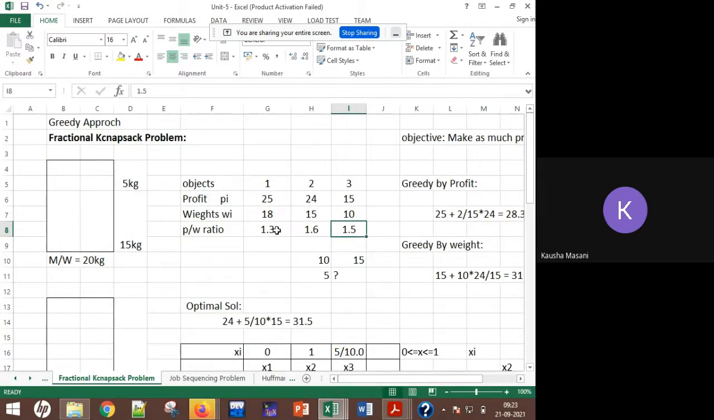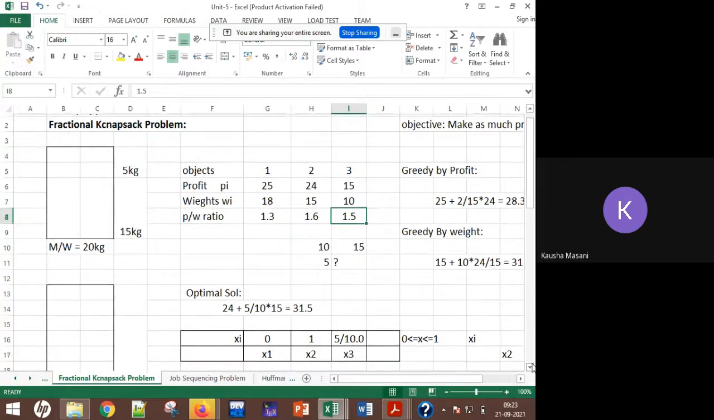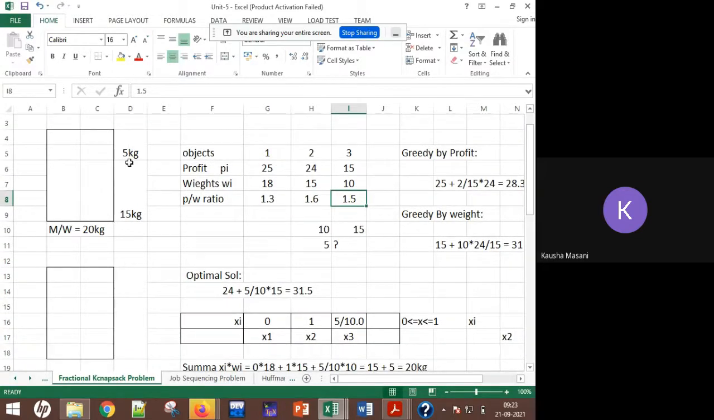Now, what you will do is start including these items in your knapsack and form one Xi table. In that Xi table, mark items 1, 2, 3 as X1, X2, and X3. Whichever item you are taking completely, you write it as 1. Whichever fraction of an item you are taking, you write that fraction. And if by any chance any item is remaining, then you write 0 in front of it.